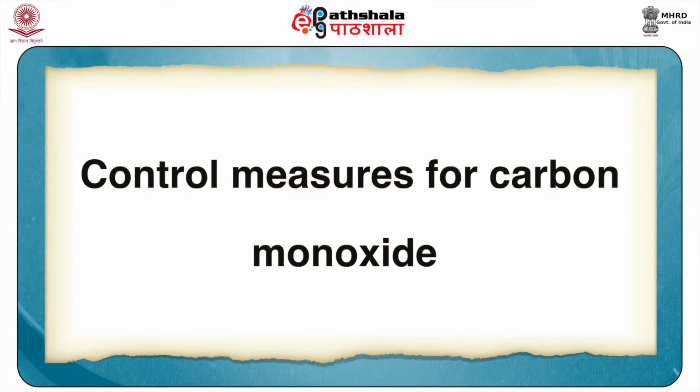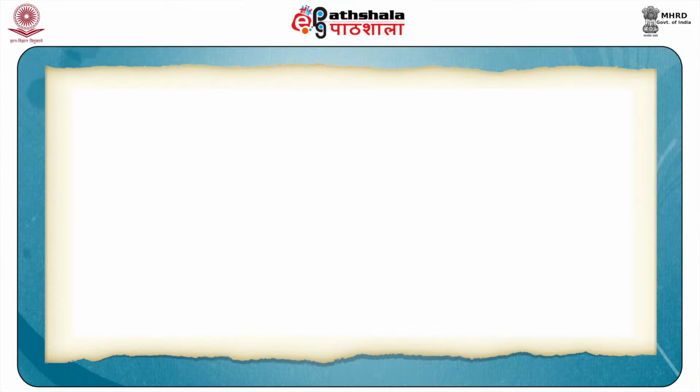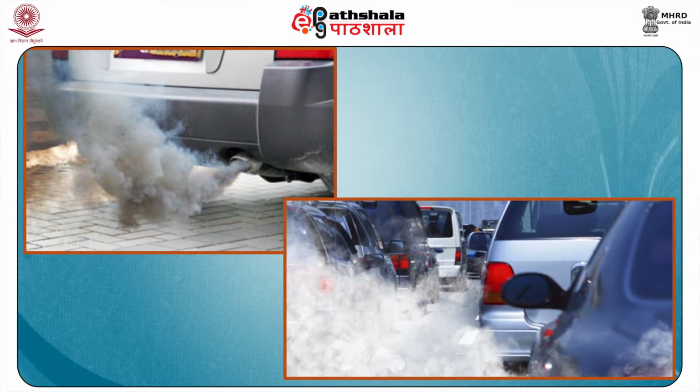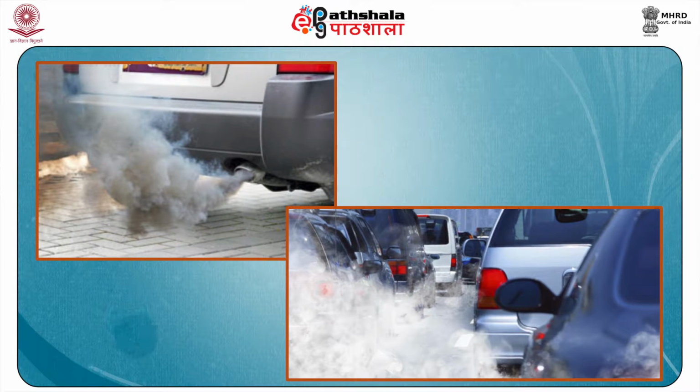Control measures for carbon monoxide. Catalytic burners are used to oxidize toxic carbon monoxide into harmless carbon dioxide gas. The toxic gas has potential to be a hazard in space flights and submarines. Therefore, in order to reduce the emission of carbon monoxide from vehicles, the automobile companies use catalytic converters.